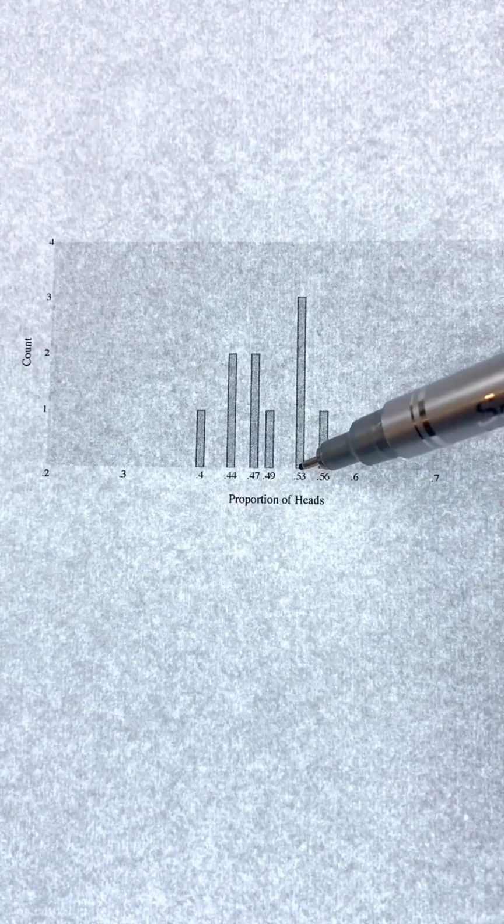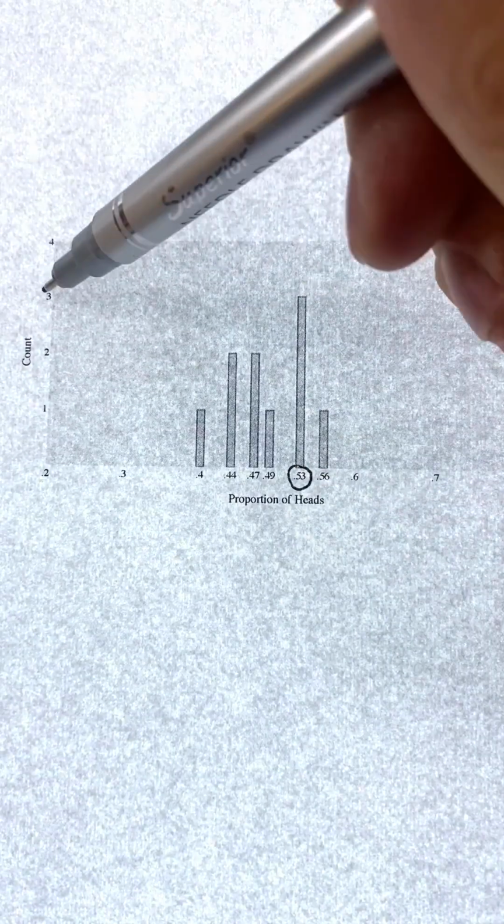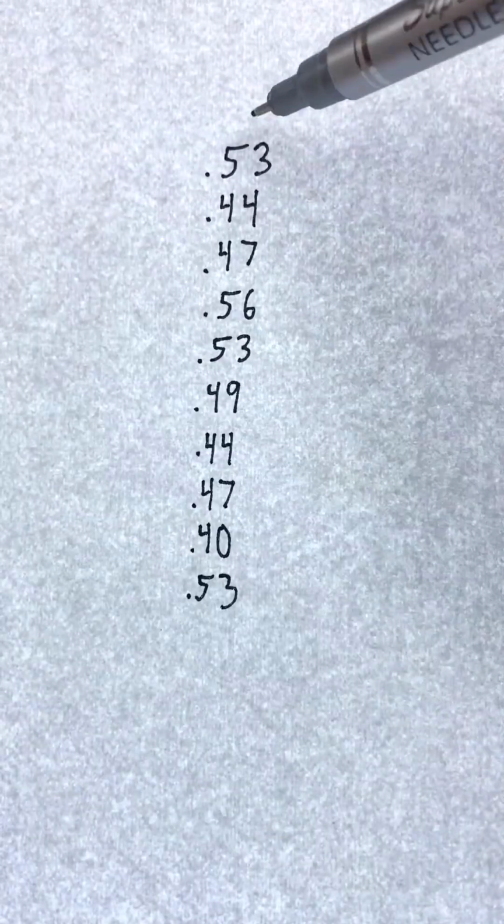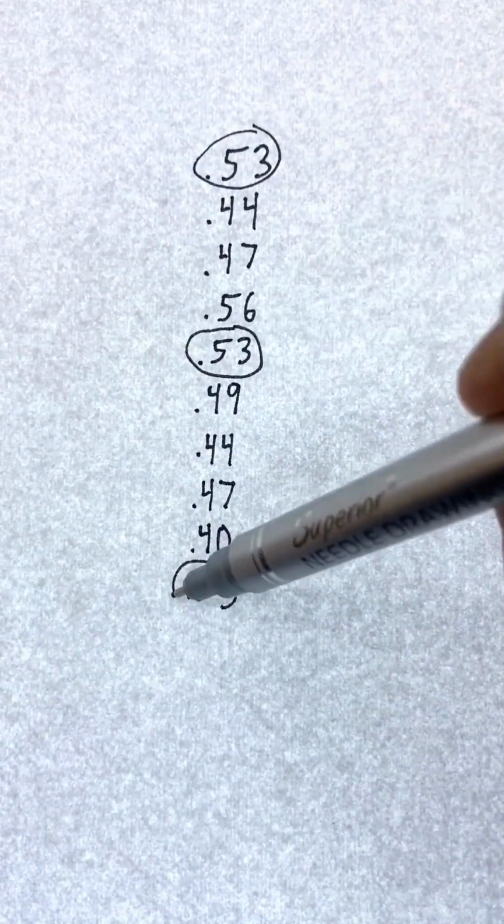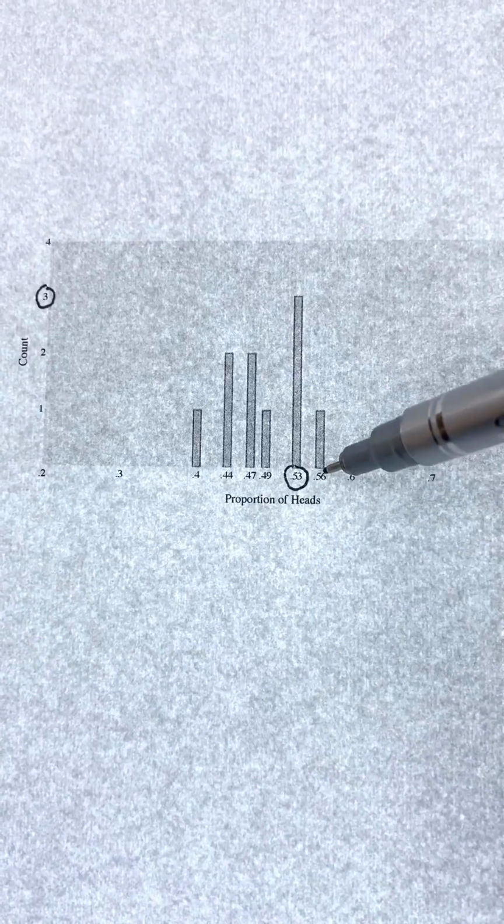We can visualize them using a bar chart. For example, the bar above 0.53 will have a height of 3 because this final proportion of heads occurred in 3 of our experiments. And so on. The bar height is simply how many times that proportion was observed.